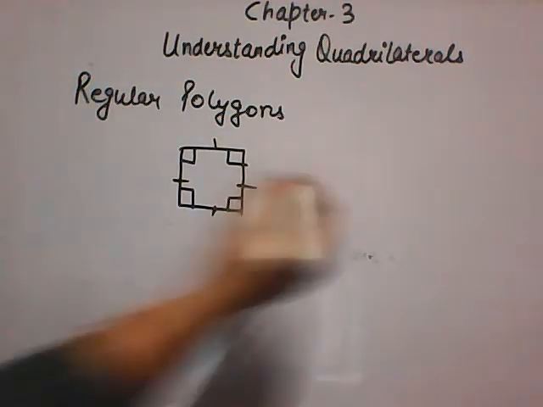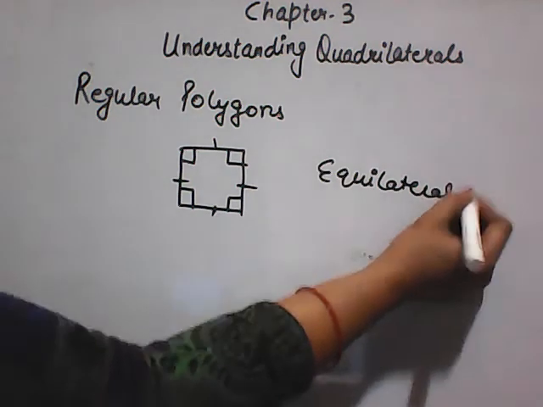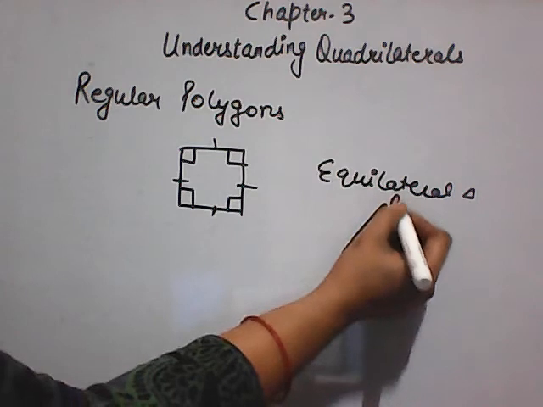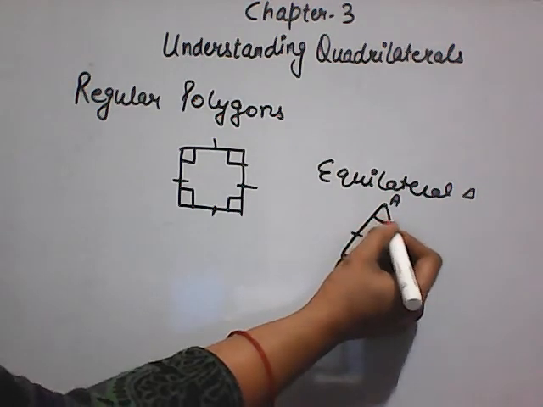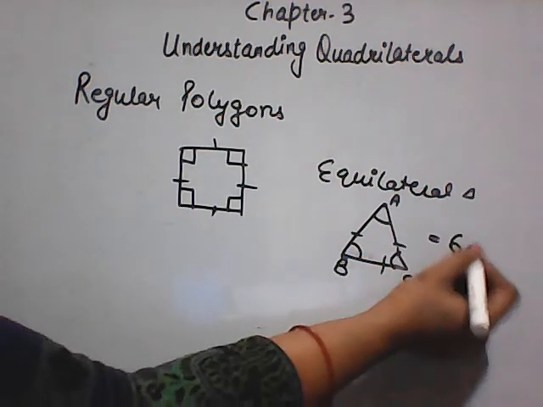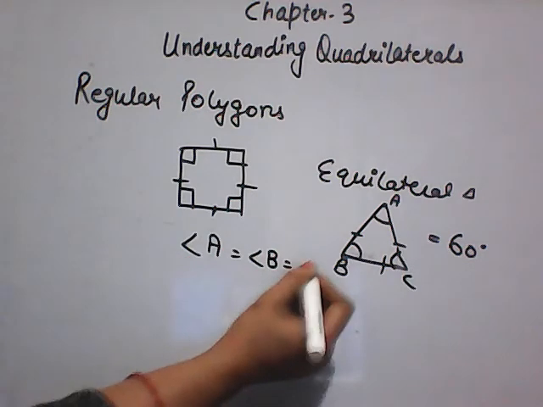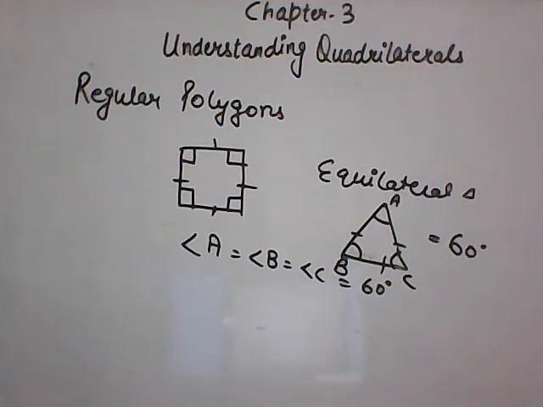Equilateral triangle. We know that in an equilateral triangle, all the three sides are equal. Here A, B, C, all three sides are equal. And we know that in an equilateral triangle, the measurement of each angle is equal to 60 degrees. That means angle A, angle B and angle C, all three angles are equal to 60 degrees. So in this figure, all sides are equal and all angles are equal. So it is known as a regular polygon.